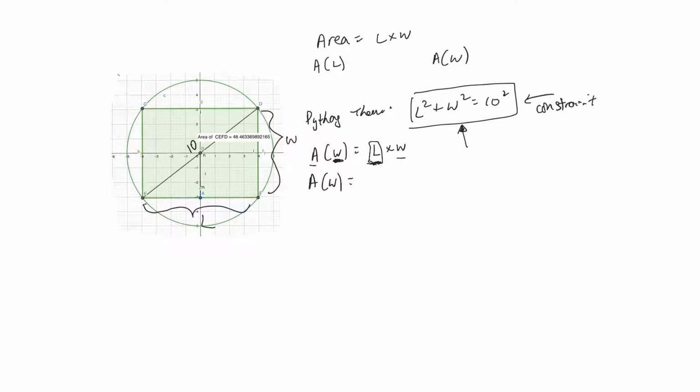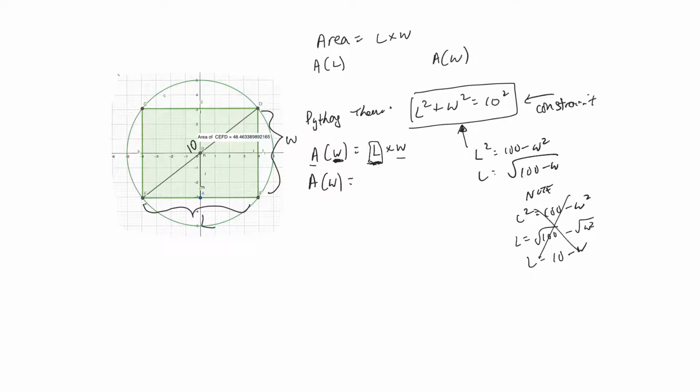So I'm going to get L squared equals 100 minus w squared. You take the square root and you get the square root of 100 minus w squared. Just a note, when you take the square root of both sides, it is not the following. So please don't do this. If you do that, you'll get this, which is a linear relationship, and which is not the case.